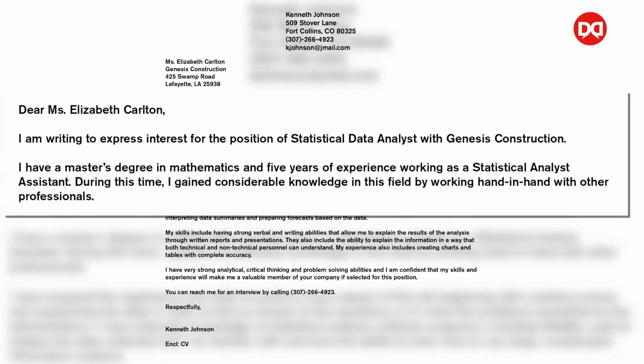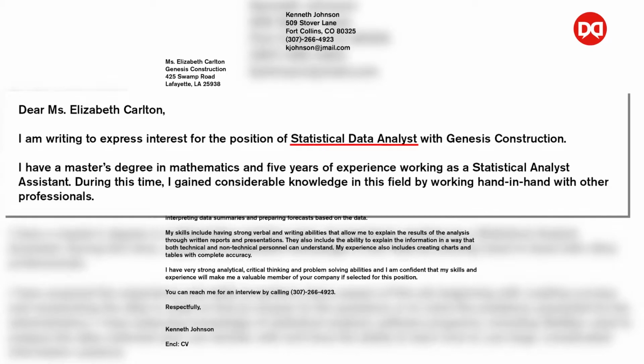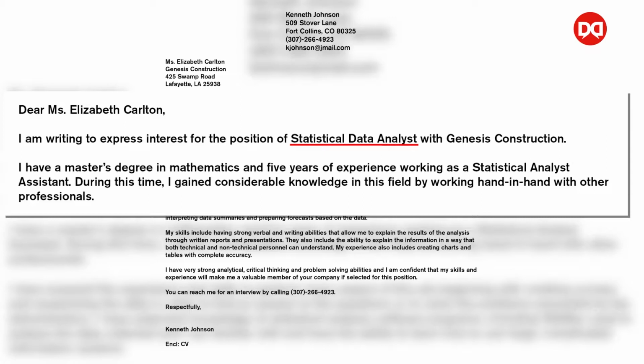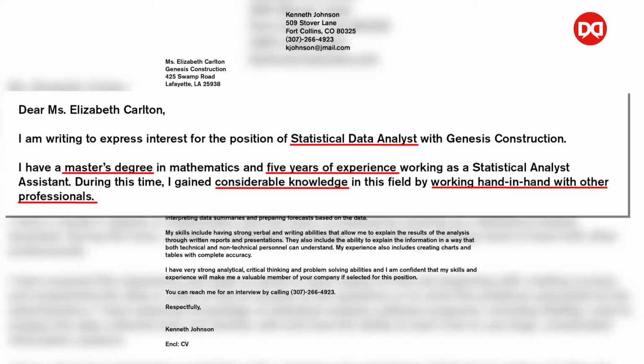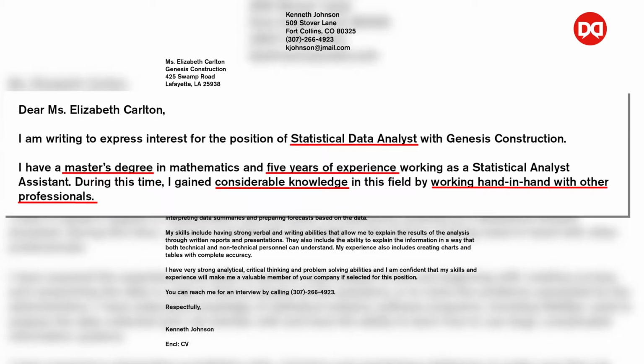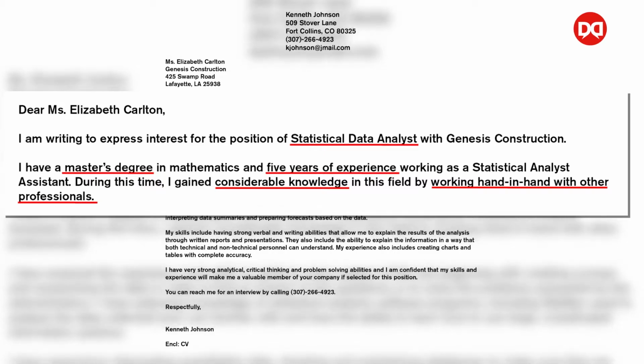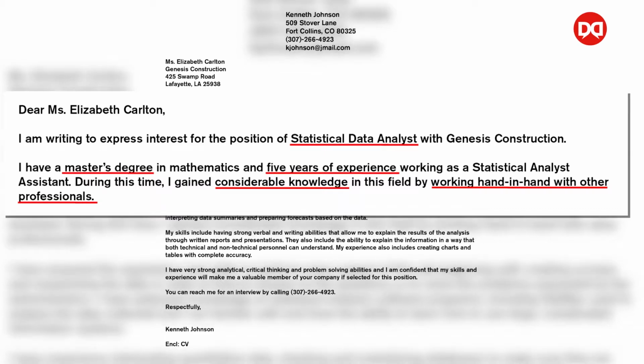He begins by clearly identifying what job he is applying for, the position of statistical data analyst, and right from the beginning he gives his qualifications with his degree, 5 years of experience, and the idea of having considerable knowledge from working with other professionals. So it's a fairly strong idea that he is a very qualified person.